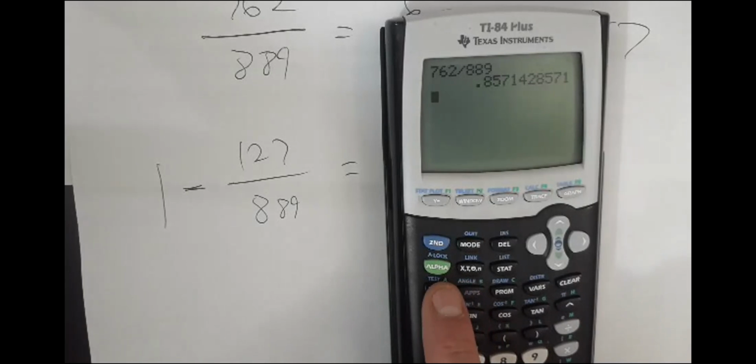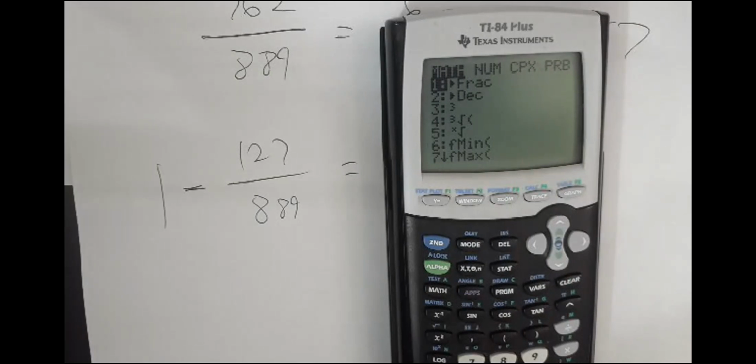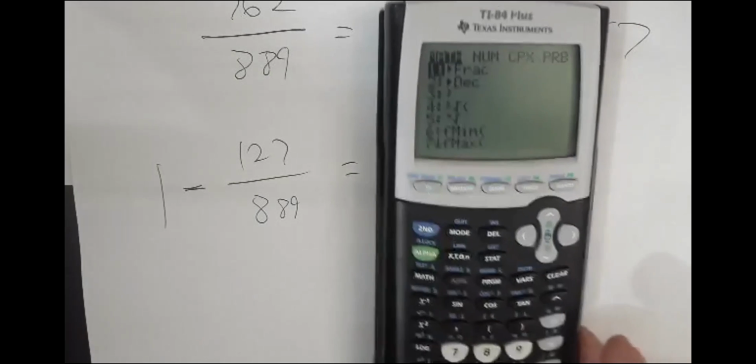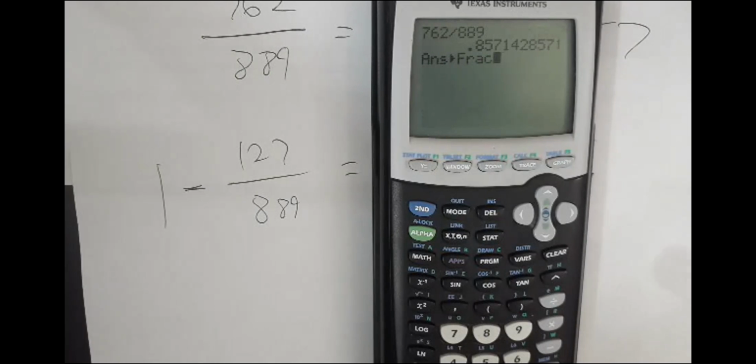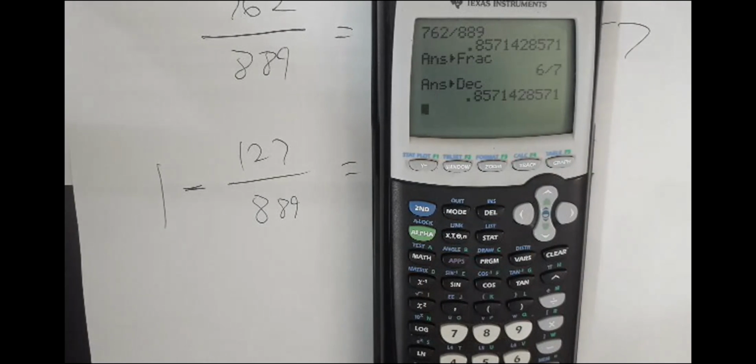Yes. It's under math. Usually if it's math, it's this little thing that says frac. But it might be somewhere else depending upon your calculator. You can just enter frac and it converts your answer to a fraction, a reduced fraction. And you can also convert it back to decimal. If you want to go from fraction to decimal, it's got a little decimal thing in there too.